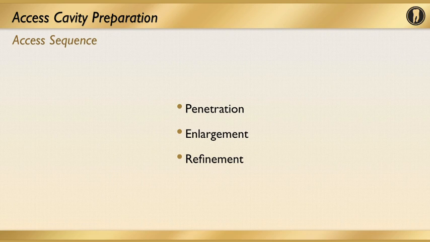Access cavity preparation can be divided into 3 different sequences. The first of those is the penetration phase. The second is actual enlargement of the access cavity, and the third is refinement of that cavity. They each have individual nuances that we will take some time here to identify and to expand upon on each individual point. Upon the initial access of the tooth, we enter the penetration phase.